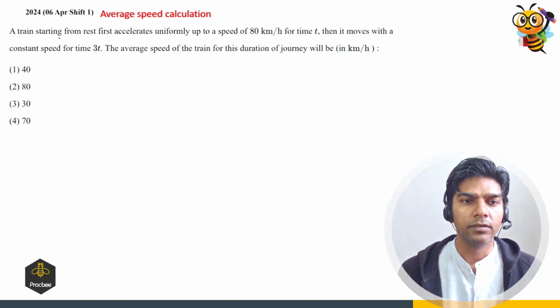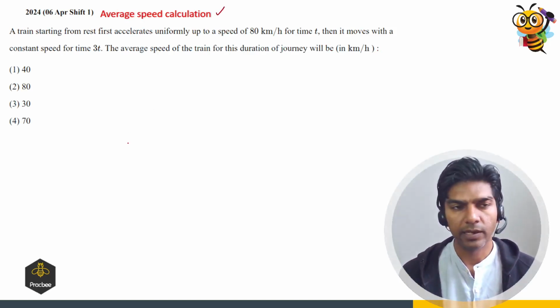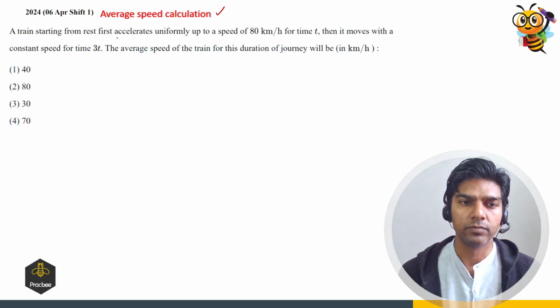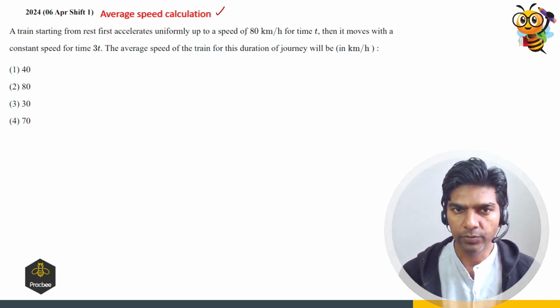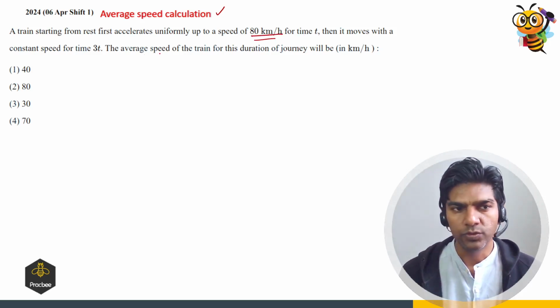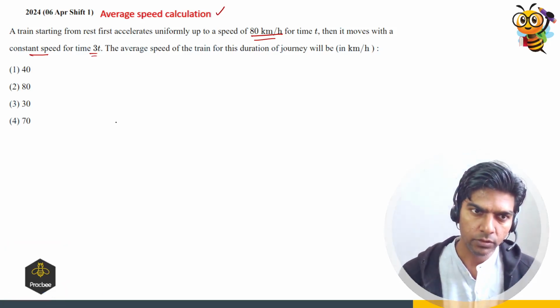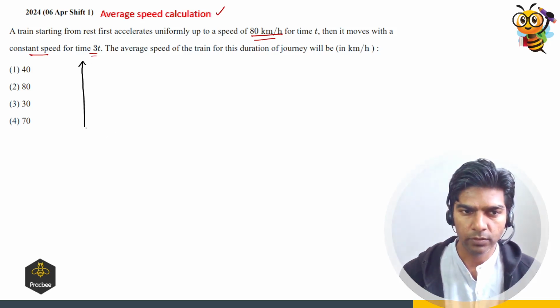Now this question is based on another problem type, which is average speed calculation. A train starting from rest first accelerates uniformly up to the speed 80 kilometers per hour for time t. Then it moves with the constant speed for time 3t. The average speed of the train for this duration of journey will be. Let me first draw the velocity time graph so that you have the idea what they're talking about.